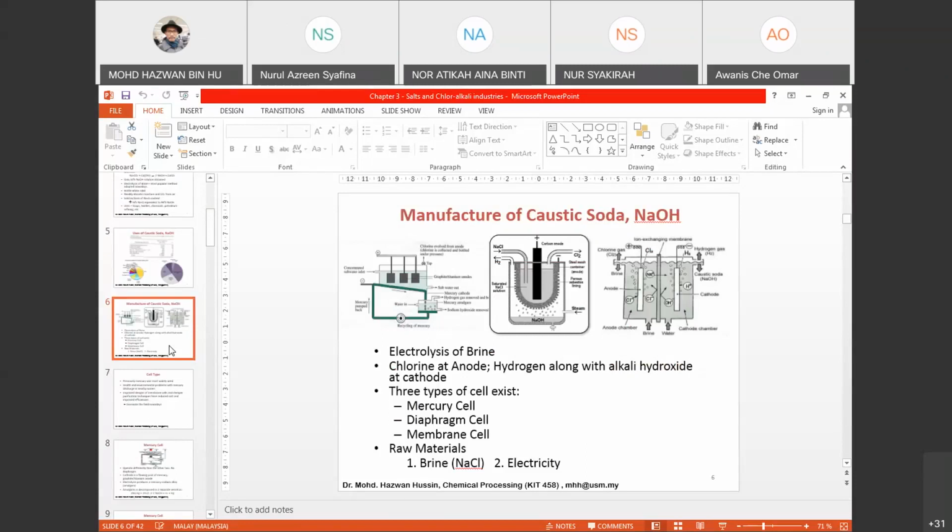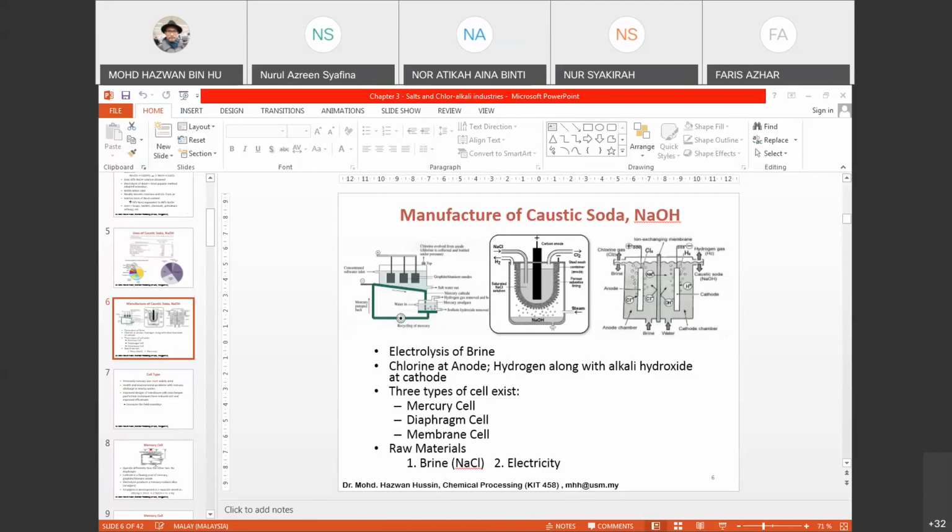Okay, probably just to test you before we continue our lesson today. I'll call names and then maybe you can tell a bit about each individual cell. Okay, Faris Azhar, are you there? Yes, Doctor. Can you tell a little bit about the Mercury Cell? What do you understand about it? What would be the advantages and disadvantages?